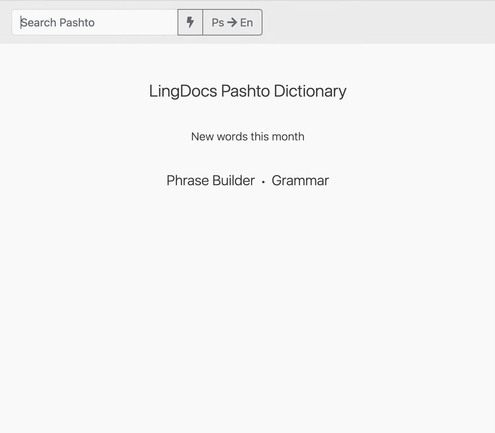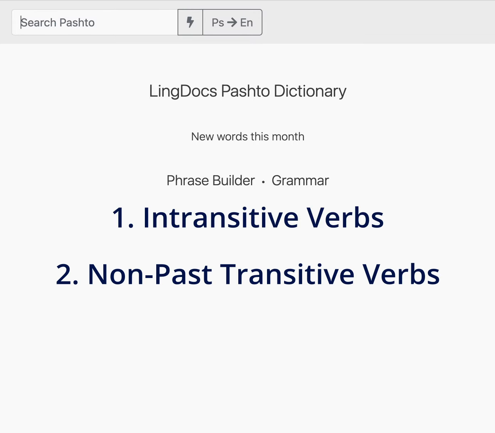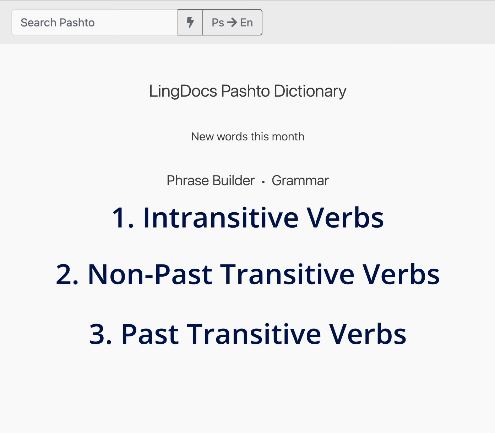Let's learn about Pashto verbs and phrase structure by playing around with the LingDocs Pashto Dictionary. Now, Pashto is a bit difficult because there are actually 3 different phrase structures that we have to follow depending on what type of verb we're using. There's one for intransitive verbs, there's one for transitive verbs that are not in the past tense, and there's another one for transitive verbs that are in the past tense. So let's see what this looks like.